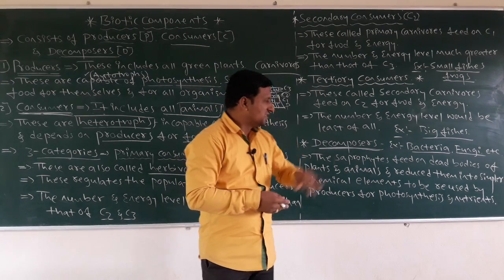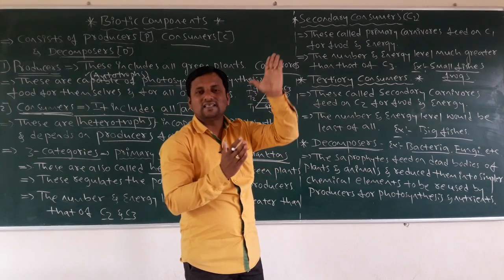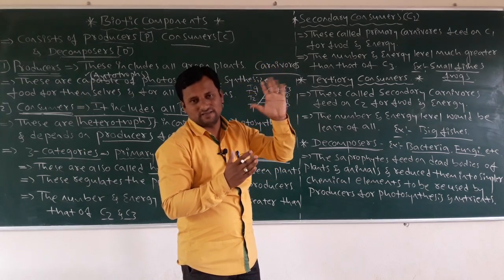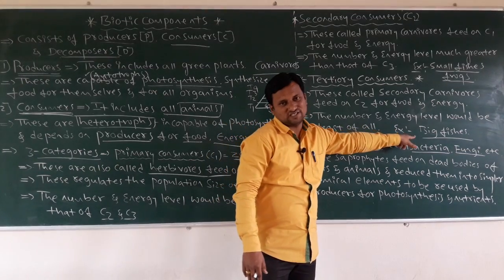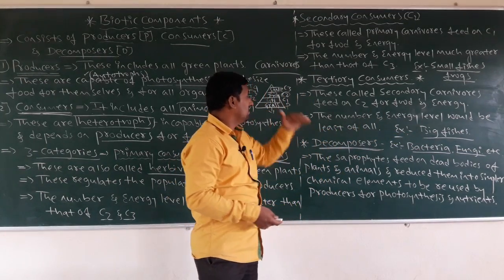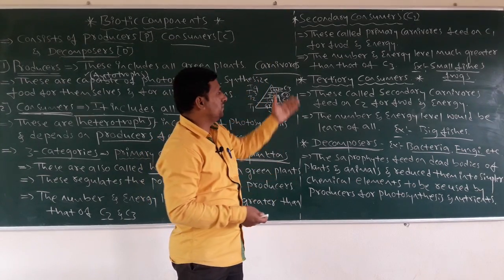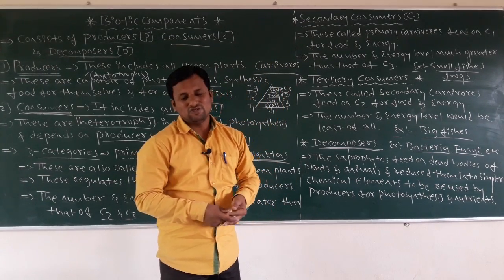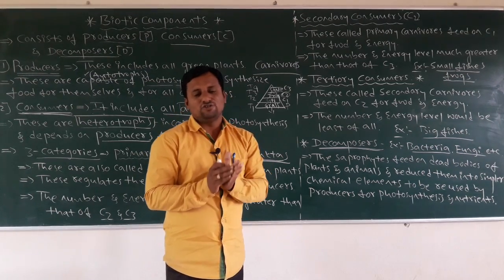Like this, the number decreases as the trophic level increases. Okay, next, the examples are big fishes, snakes, or top carnivores like eagles. Those are all examples coming under the tertiary consumers. So these are the categories of the consumers.